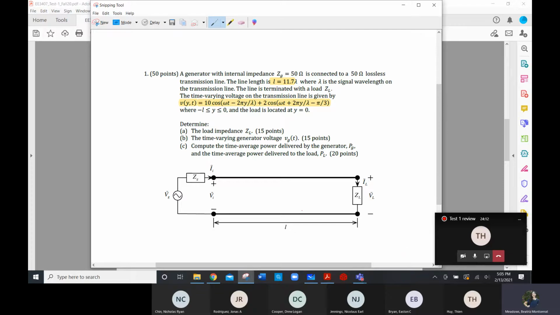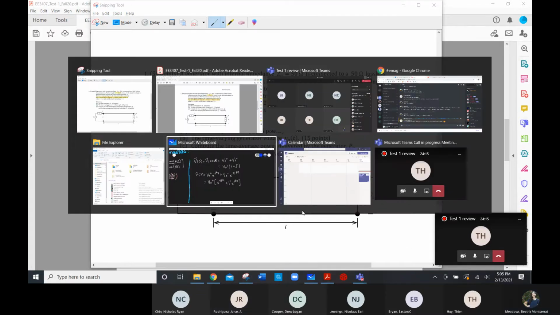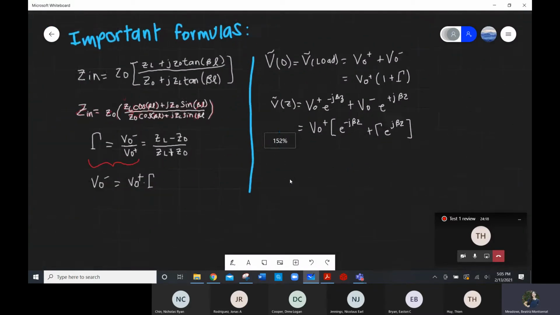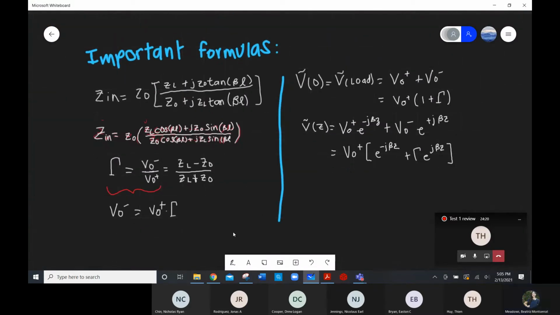And let me put this guy. And I was writing here some super important formulas that you guys need to know for sure for the test. If you are not comfortable using these formulas, you guys are gonna be in trouble. So is there any question?